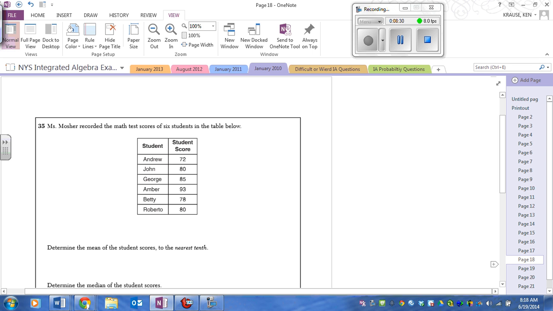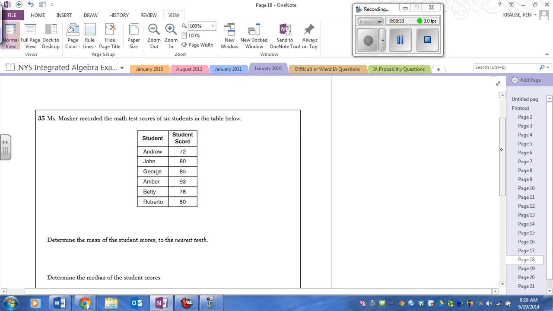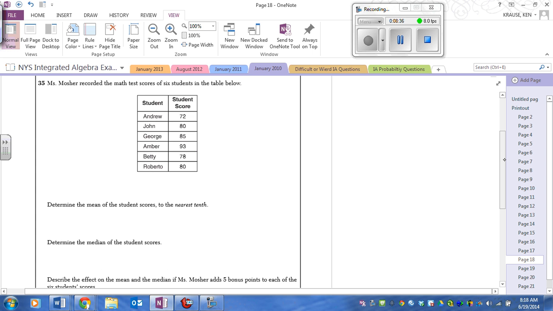Next. This motion recorded test score is 60. Determine the mean of these. Okay, so the first thing I'm going to do is put that in order. So 72, 78, there are 2 80s, 85 and 93. The mean, I'm going to add them all up: 72 plus 68 plus 80 plus 80.